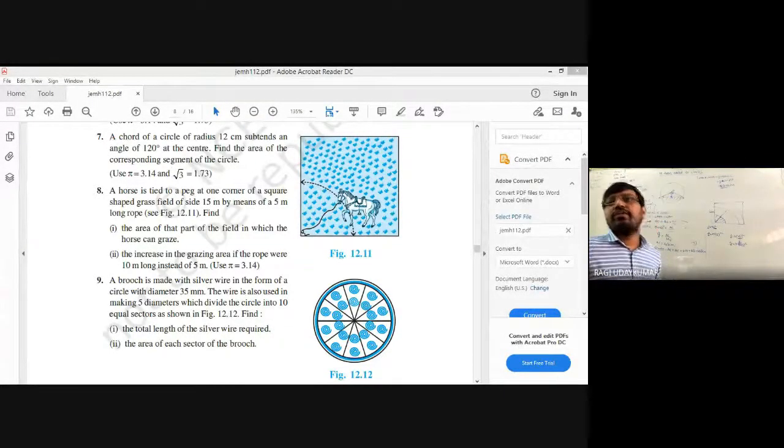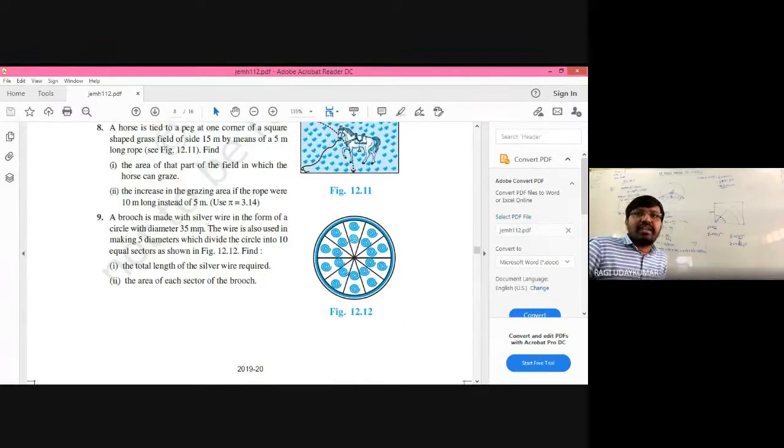Next question is given to you. This question you read here. 9th question. A brooch is made with a silver wire, which is in the form of the circle with the diameter 35 millimeters. 35 millimeters is given, diameter is given. So the radius is 35 by 2. So the wire was also used in making 5 diameters like this.